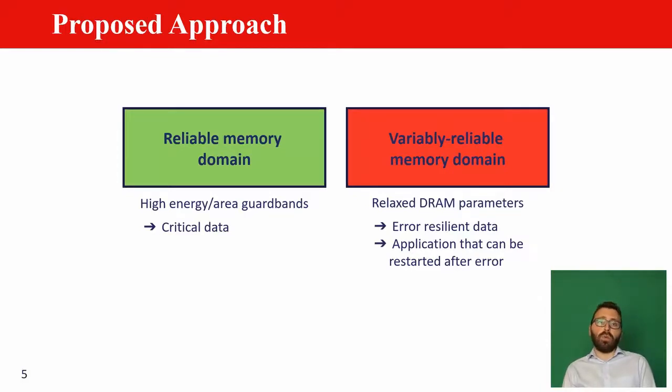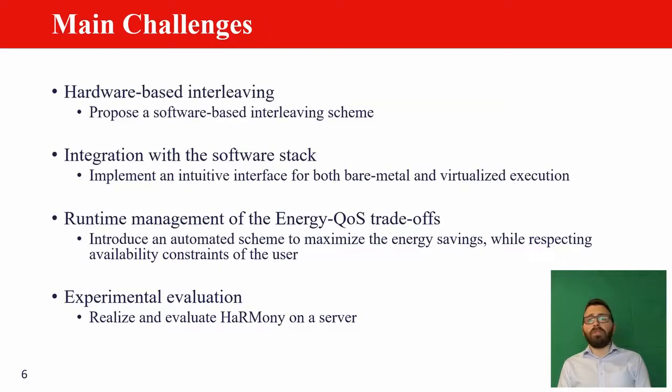To accommodate such applications and enable the exploration of relaxed parameters and error resiliency on a real server, we introduce HaRMony, a heterogeneous reliability memory framework which enables us to separate application data based on their criticality and tolerance to errors. With HaRMony, we can allocate data either on a reliable memory domain that is operating under the nominal DRAM circuit parameters or on a variably reliable memory domain where we can exploit better energy efficiency by relaxing the DRAM parameters. We faced quite a few challenges trying to implement such a framework on a real system.